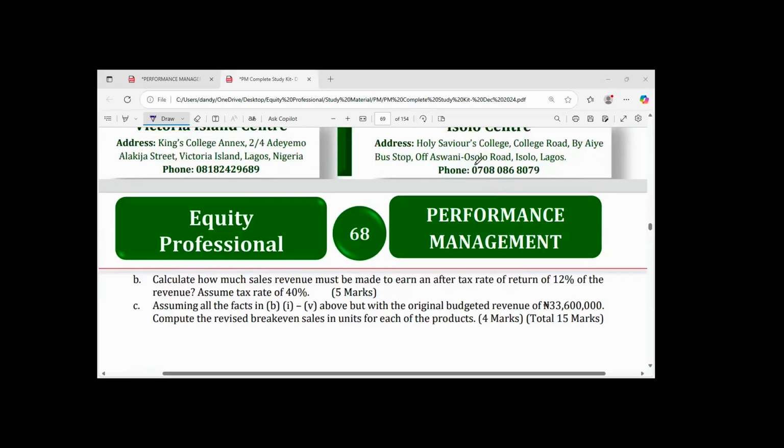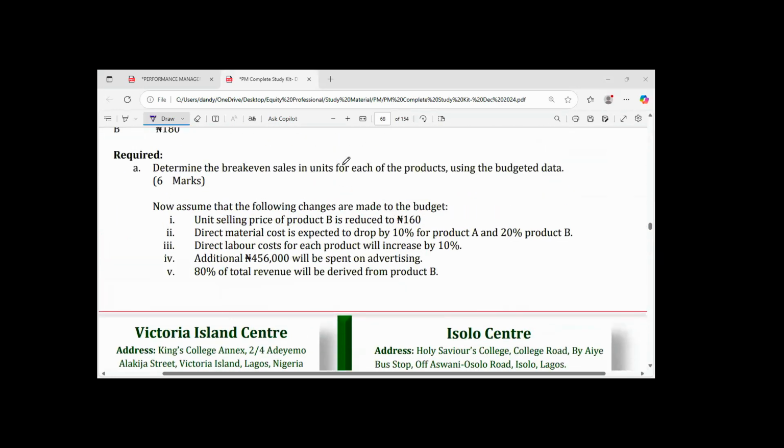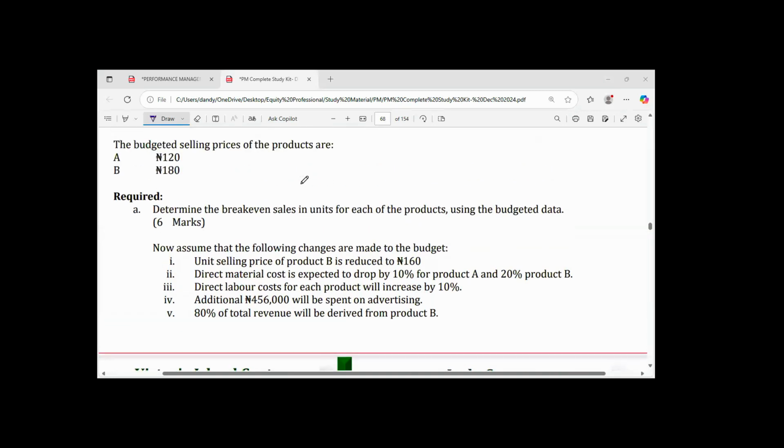Thank you very much. Yes, that is the question. The first requirement says you should determine the break-even sales in units for each of the products using the budgeted data. So in this case, of course, just follow the normal procedure for calculating break-even point for a multi-product organization. Let me stop sharing this. I'll move to the working notes.